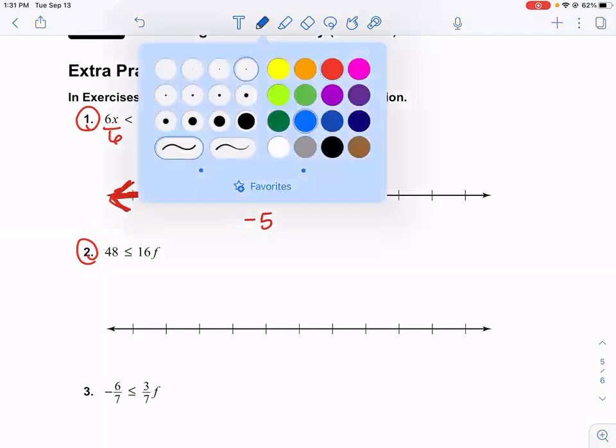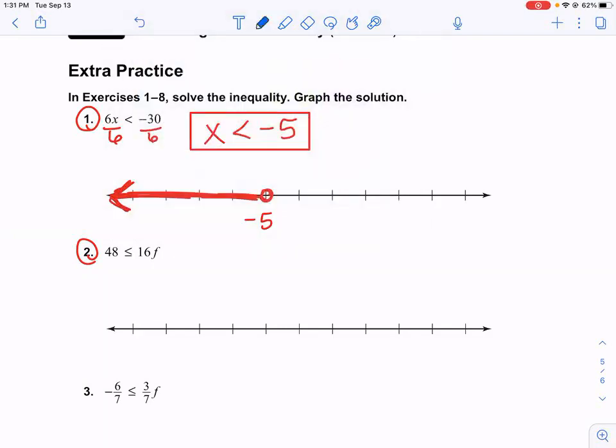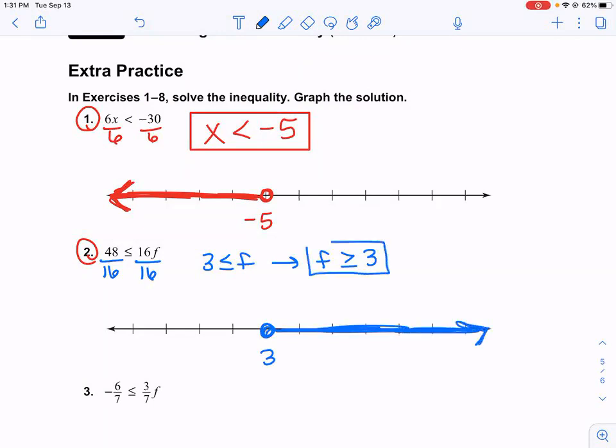All right, Kane, what do we do in number 2? Divide by 16. What is 48 divided by 16? 3. I hear 2 different answers. 3. So we get 3 is less than or equal to F. Let's please change that to F is greater than or equal to 3 so that we can get our graph to look the way that it needs to look.